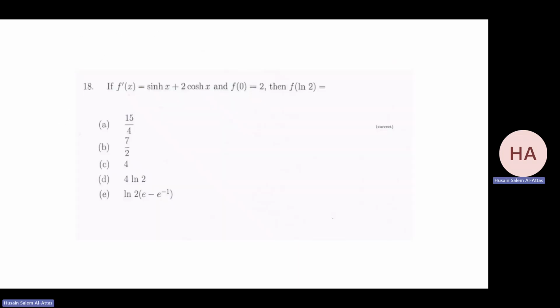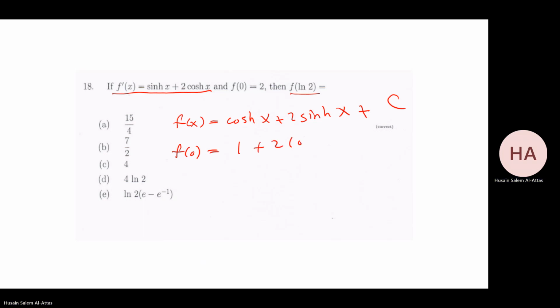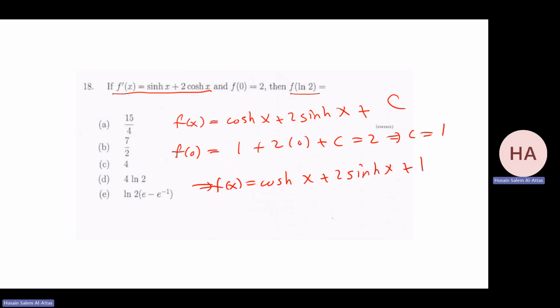Let me do 2 or 3, 4 problems. Okay. Now this is integration. I have f prime equal this. I want f at ln 2. So I need to find f first. What will be f of x? Cosine hyperbolic plus 2 sine hyperbolic plus c. Don't forget the c. F at 0: cosine 0, which is 1, plus 2 times 0 plus c, that will be 2. So c equals 1. So f of x is cosh x plus 2 sinh x plus 1.